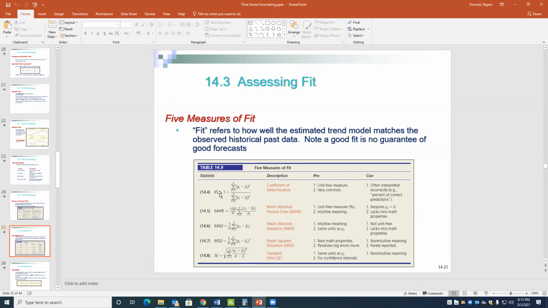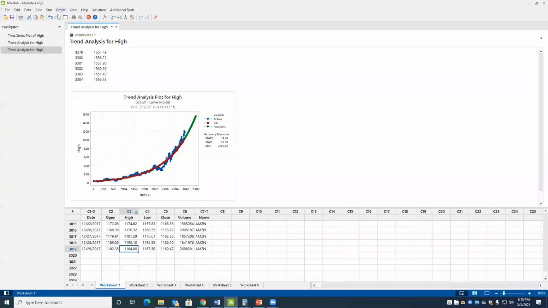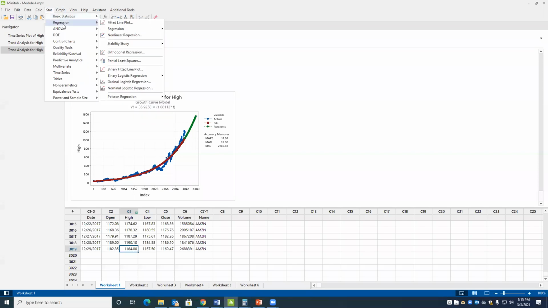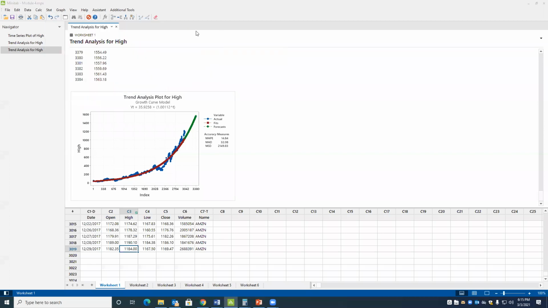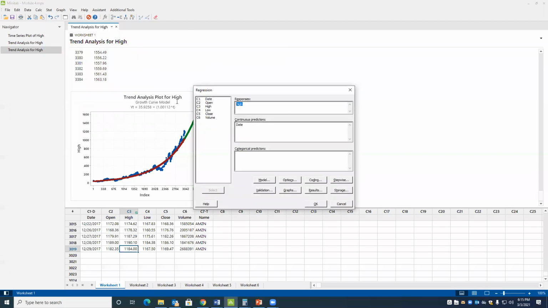R square, again, that is regression. How do we do it? I'm going to just show you R square here. Here we have regression, fit regression model like we did. And here we just did high. Oh, sorry. High should go here.